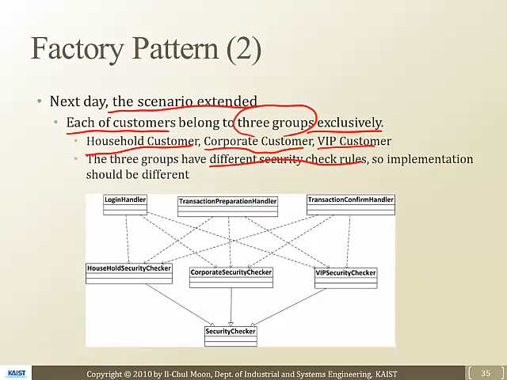The household customers all have personal registration numbers. Corporate customers all have their business registration numbers, but it's a different system. And VIP customers have to go through a different security check. In that case, we have to have 3 checkers: household checkers, corporate checkers, and VIP security checkers. And each login handler will use these 3 different things. And because these are security checkers, they may have some common functions and data sets. In that case, the security checker will be here as a superclass.